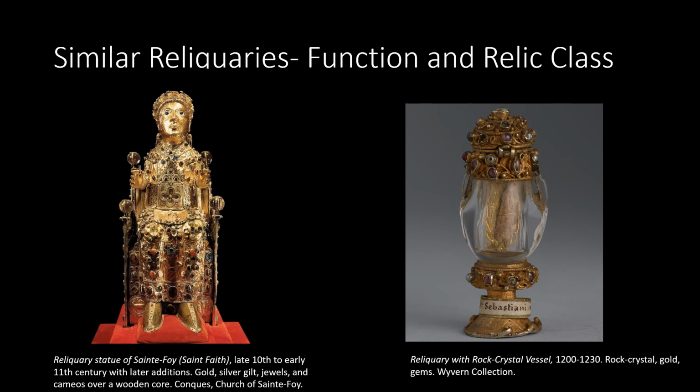Similar reliquaries that function similarly and have similar features are the reliquary statue of Sainte Foy and the reliquary with rock crystal vessel that had a bone fragment of Saint Sebastian. Sainte Foy's reliquary contained her skull, and both of them were similar with the use of precious metal and the case of Saint Sebastian's rock crystal, and you can see the importance of the detail in the reliquary with the gemstones on the reliquary of Sainte Foy.